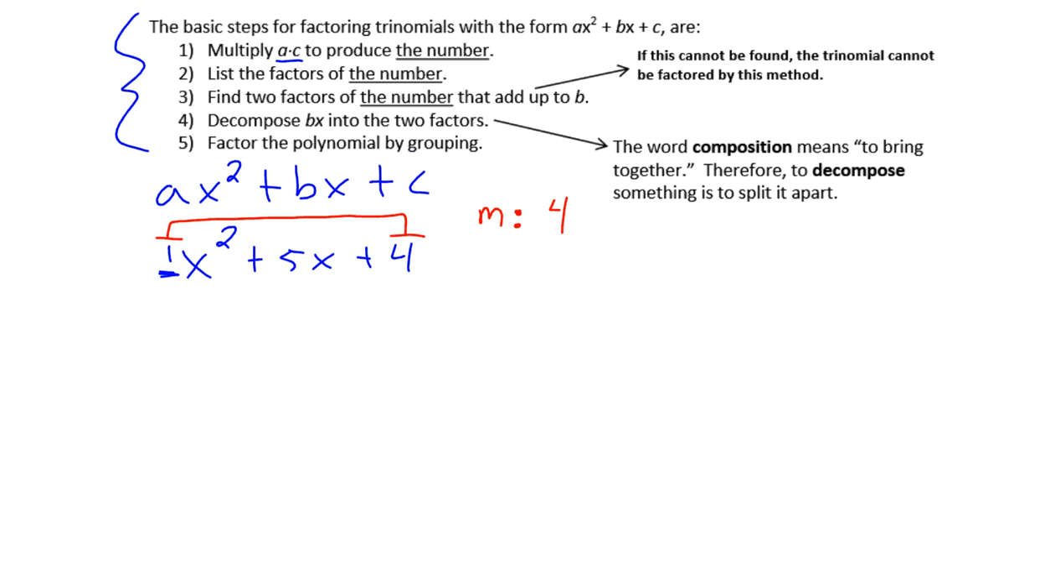Okay, now it says list the factors of the number, right? So we need to figure out numbers that multiply to 4. So there's only a couple, right? There'd be 2 times 2 and 1 times 4. All right, so just keep that in mind for a second, okay? Now it says find two factors of a number that add up to b, right? Add up to b. What number is b in this case? 5. So what I would do is write an A for add, and we need to add to 5.